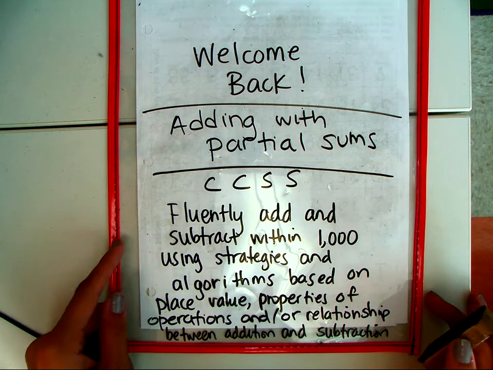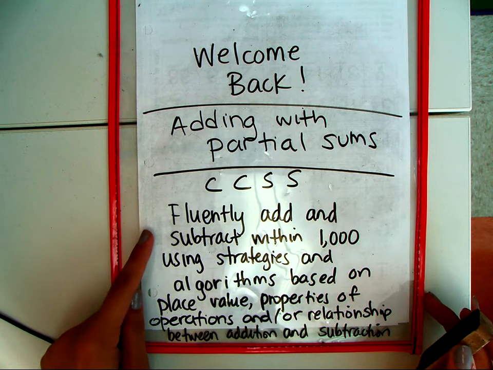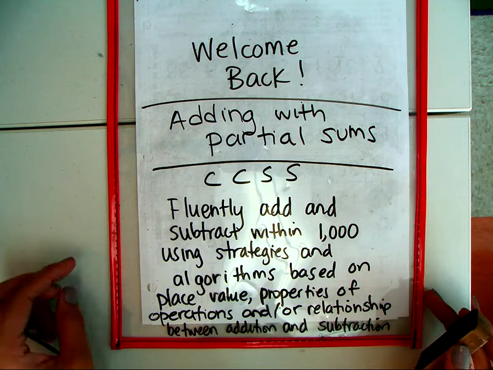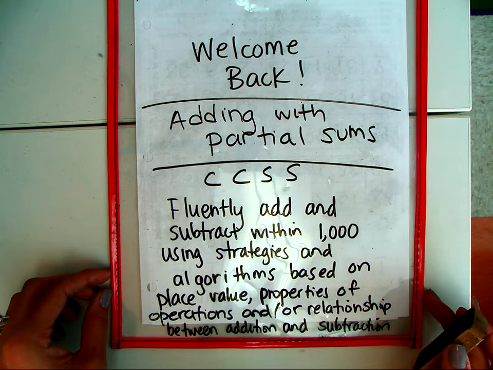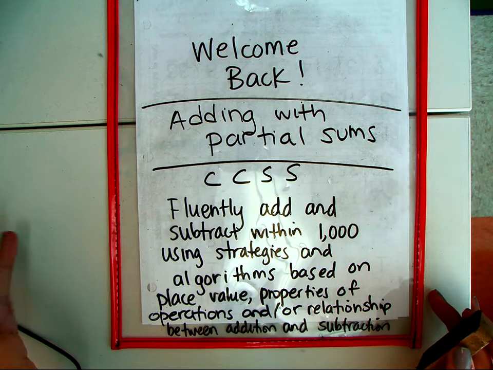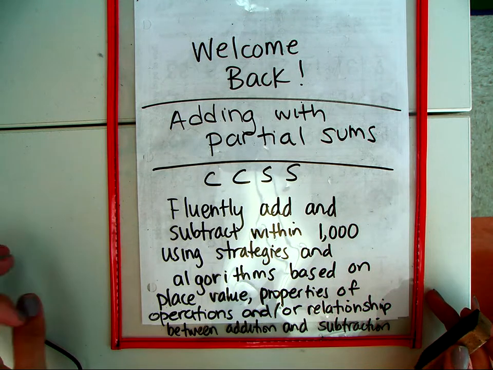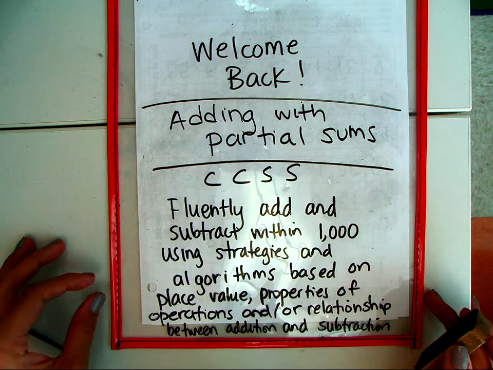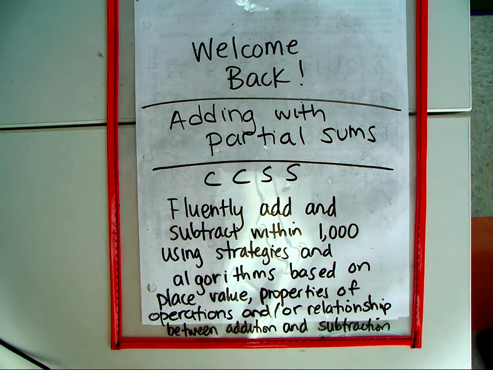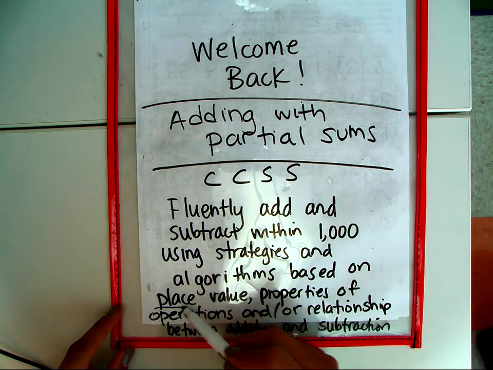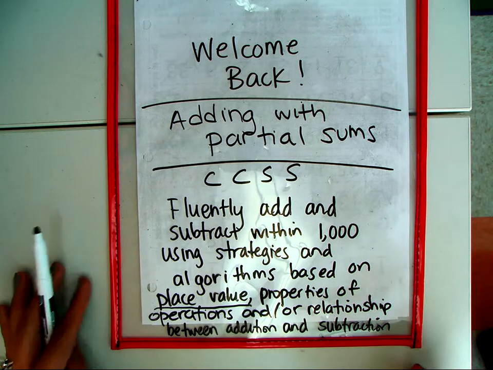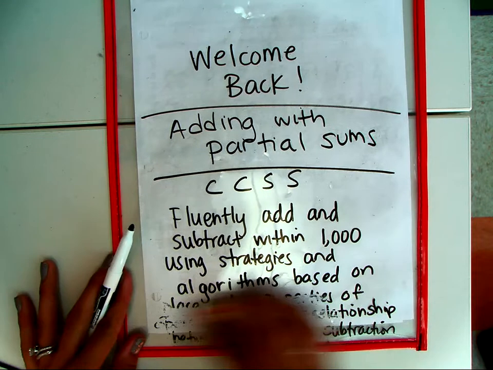The Common Core State Standards that matches this strategy is fluently add and subtract within 1,000 using strategies and algorithms based on place value, properties of operations, and/or the relationship between addition and subtraction. The main part that we will be focusing on is place value, because that is how we break apart numbers to add in partial sums.